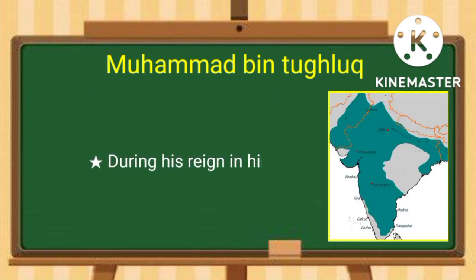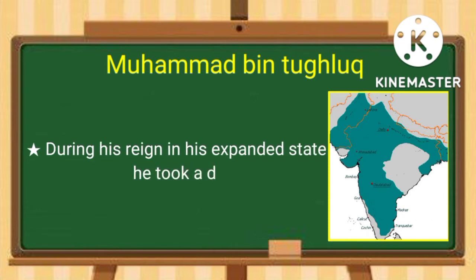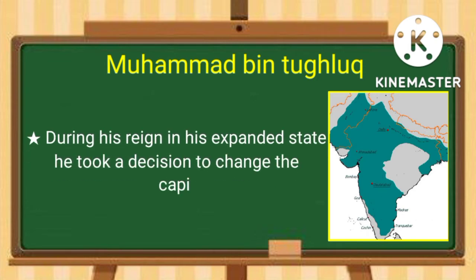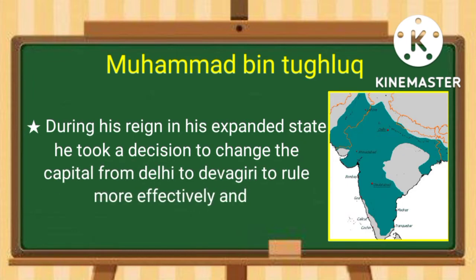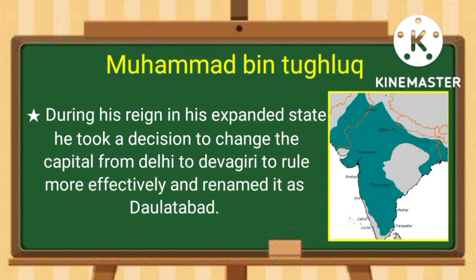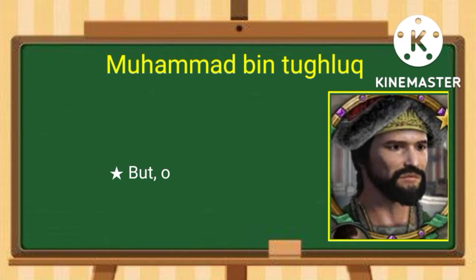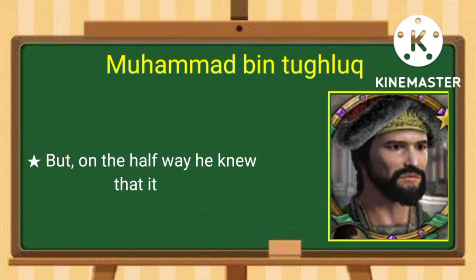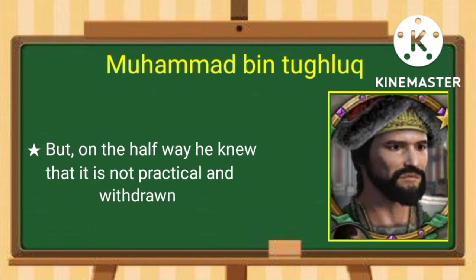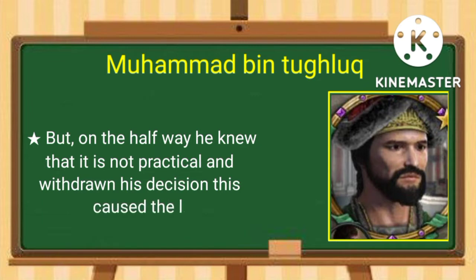During his reign, he thought that in that expanded state, changing the capital from Delhi to the center of the expanded state, he could rule more effectively, and that center was Devagiri. He took the decision to change the capital from Delhi to Devagiri and renamed Devagiri as Daulatabad. But halfway, he realized it was not practical and withdrew his decision.